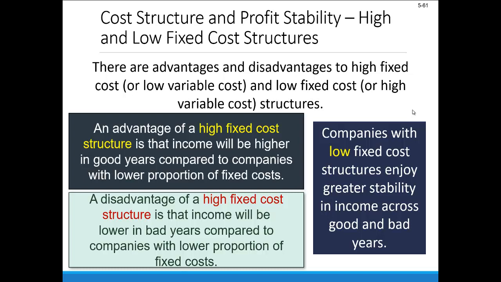The disadvantage is the exact opposite, the flip side of that. In bad years, or if the economy's bad or demand is bad for our products, if we have high fixed costs, our income is going to be lower relative to if we had higher variable costs. So it's the sensitivity to changes in demand and how that translates to changes in profitability, income, that really is determined by this relative cost structure. So all things equal, companies with lower fixed costs would enjoy greater stability from period to period, regardless of whether things are relatively good or bad.